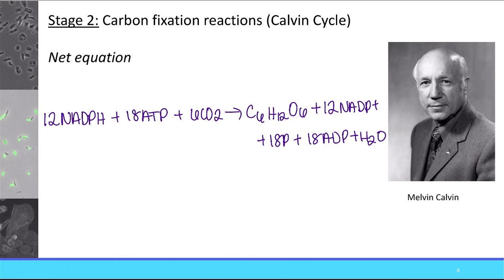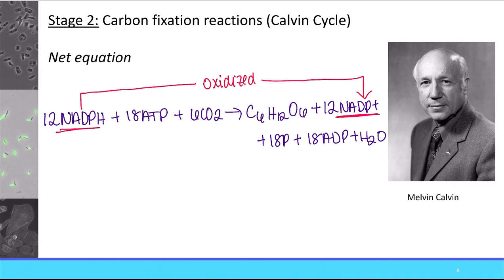I started kind of running out of room there, which is why I had to go down a little bit. And just like we did with stage 1, we're going to practice what is oxidized and what is reduced. So I always look for my energy management molecules, specifically NADH in aerobic respiration, FADH2 in aerobic respiration, and NADPH in photosynthesis. So here's our NADPH and here's our NADP+. From reactants to products, we lose a hydrogen, which is losing an electron, and so this is oxidized in the process of the Calvin cycle.